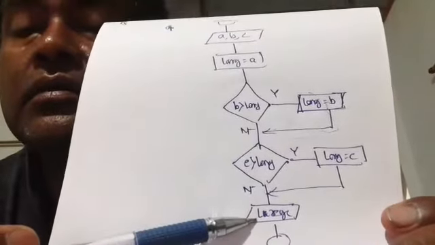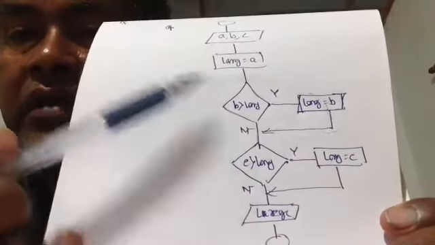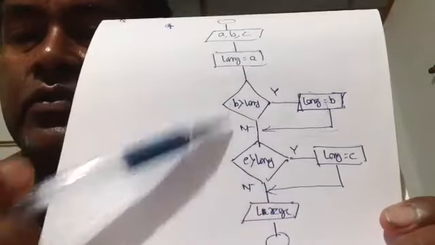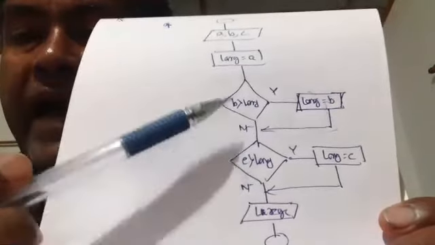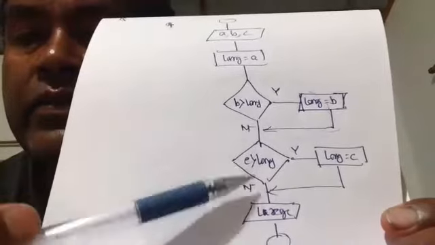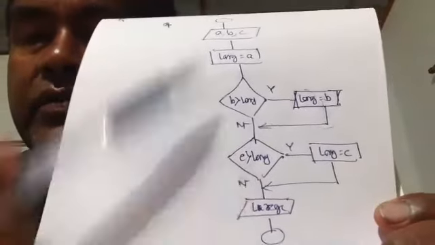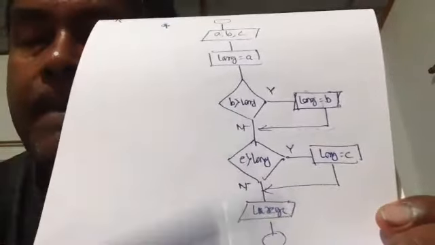Large. Now you see here in this flowchart, I am using only 2 decision boxes. I asked you earlier to write this program with the help of 2 decision boxes. So finally I am giving it to you here. It's clear, na? Yes, sir. No doubt? No, sir.